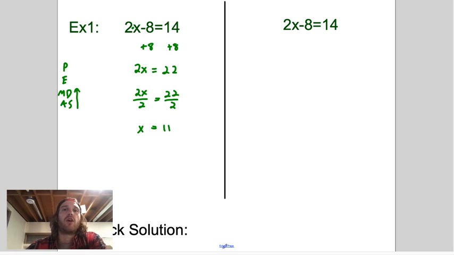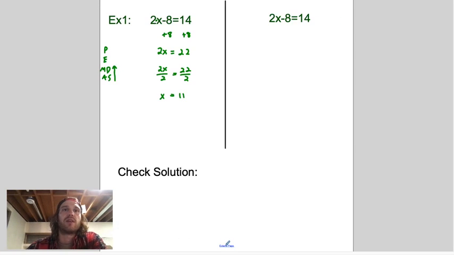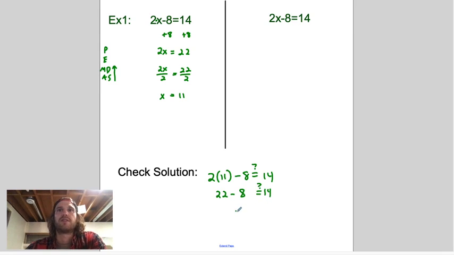Now let's check our solution. I can plug 11 into my original equation. Turns out 10 was pretty close. We can check and verify. We're asking the question, is 2 times 11 minus 8 equal to 14? Or is 22 minus 8 equal to 14? Yes, it is. So that means our number 11 is a solution.